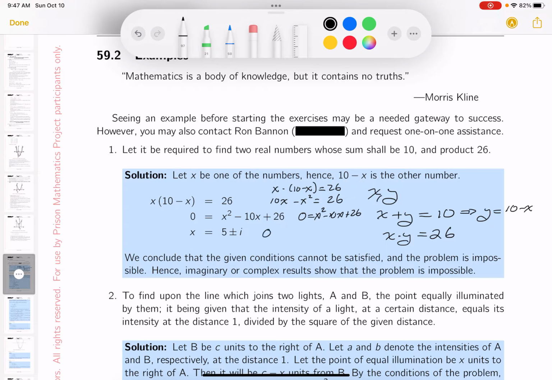You get 0 equals x squared minus 10x. I'm going to complete the square. How do you complete the square on that? You take half of minus 10, which is minus 5, squared. You get 25. I need a 26, so I would just say plus 1. So this is really easy to do. What are you going to get? 0 equals x minus 5 quantity squared plus 1. Whoops, I'm sorry, not equals 1, plus 1. Let me get my eraser out.